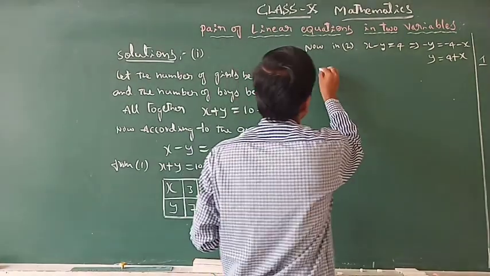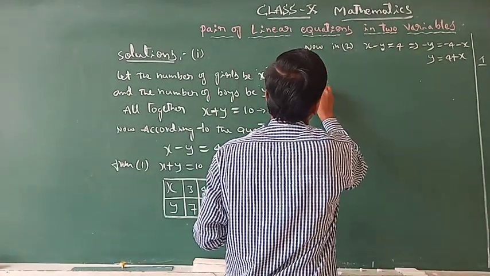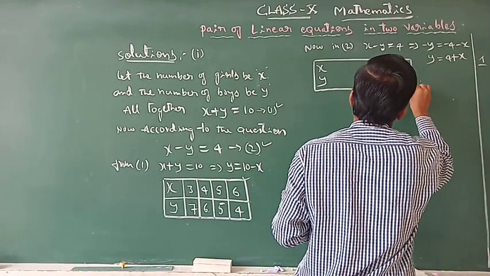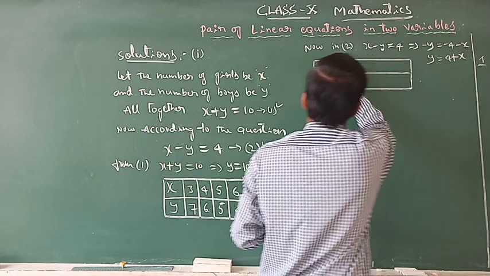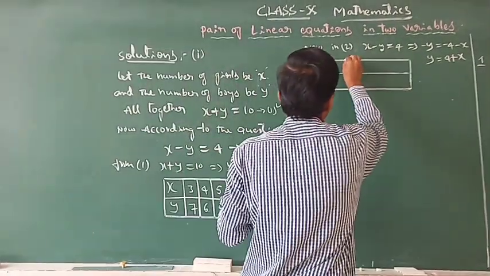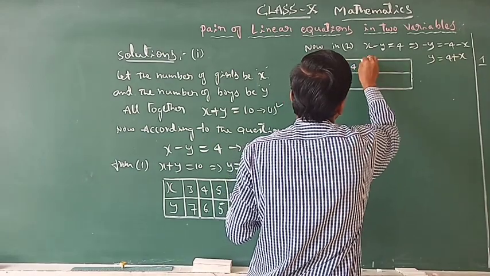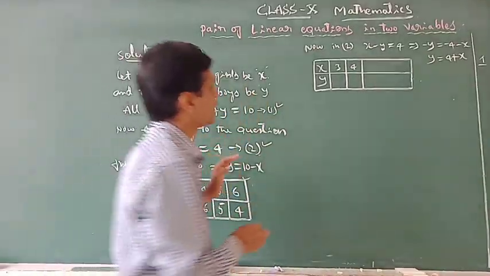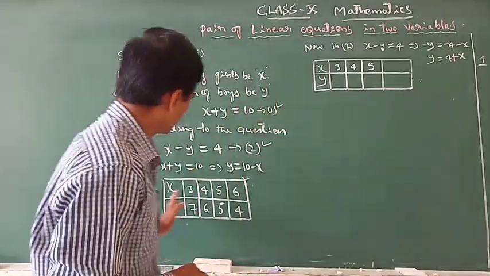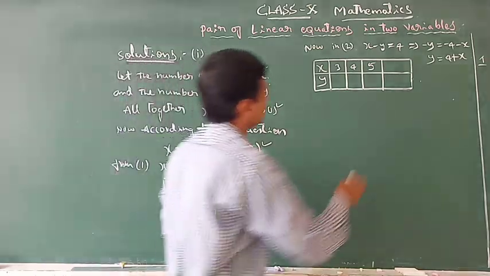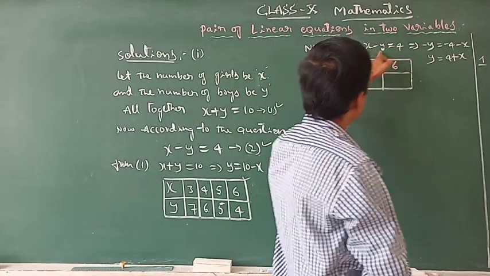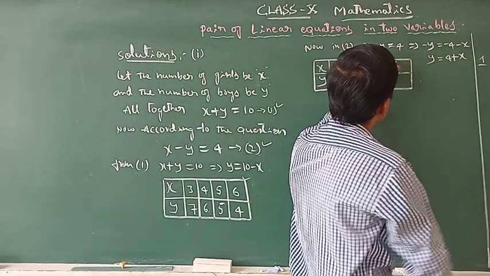Now consider the tabular column of x and y. Take the same values. Suppose if you change the value, it changes automatically. Put some values of x like this. The same values are available in order to compare the equations also. Other than these values, you can take others. Okay, values are substituted.